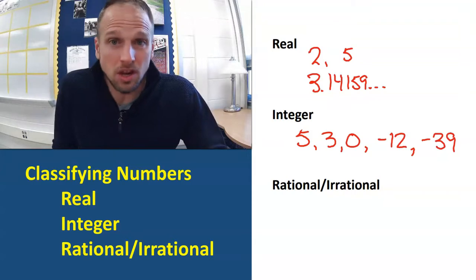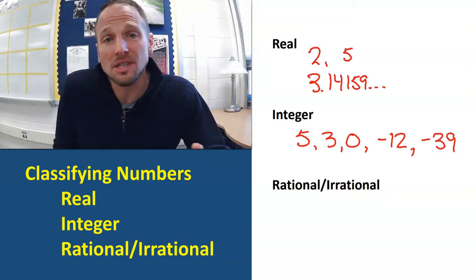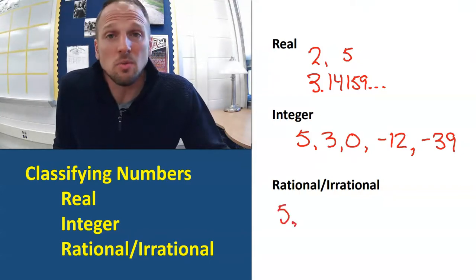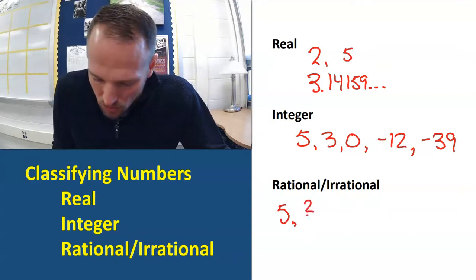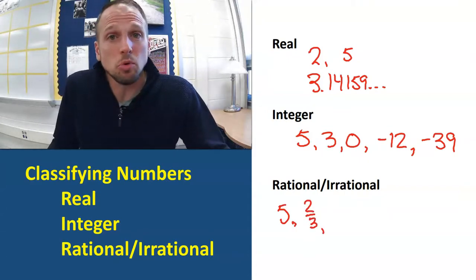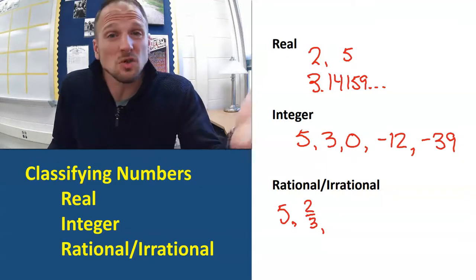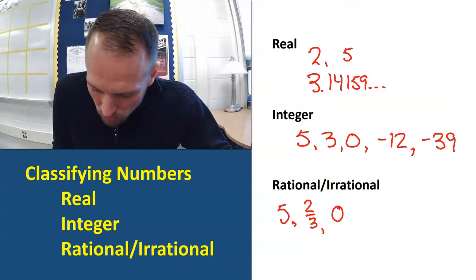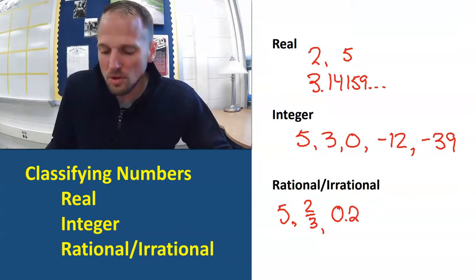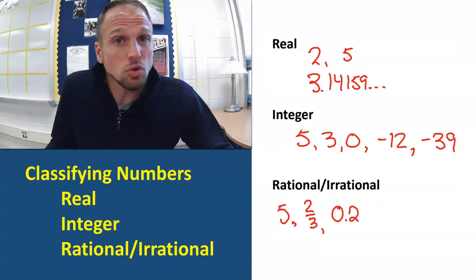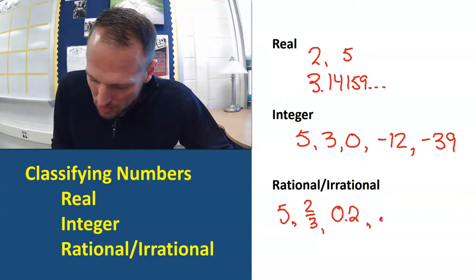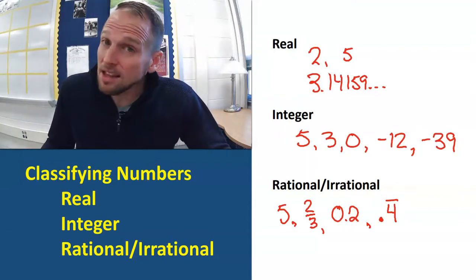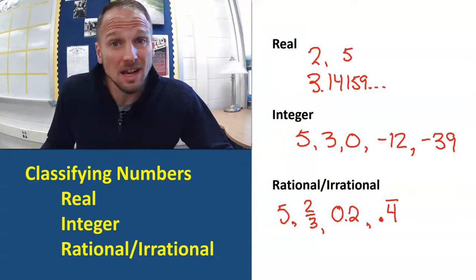The last couple, rational and irrational. A rational number is any number that can be written as a fraction. So 5 is a rational number because I can write that as 5 over 1. 2/3 is a rational number, because it's written as a fraction. But now it's going to get a little bit more tricky. What about a decimal? 0.2. Well, that can be written as a fraction, 2 over 10. What about this one? 0.4 repeating. That can be written as a fraction too, 4 over 9. Okay?